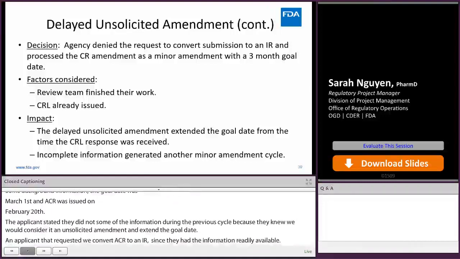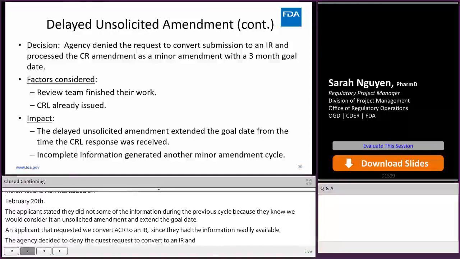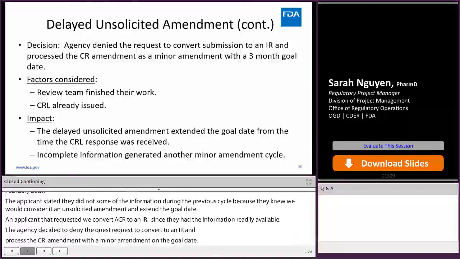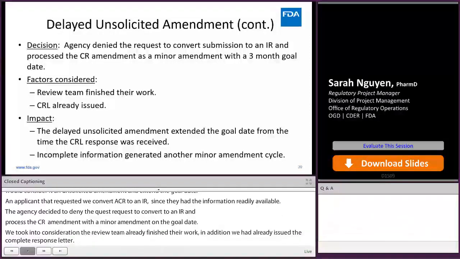We took into consideration that the review team already finished their work. In addition, we already issued the complete response letter. The impact that this had was that although additional data was readily available, the agency needed to extend the goal date from the date the CRL response was received, and this incomplete information ended up generating another minor amendment cycle.